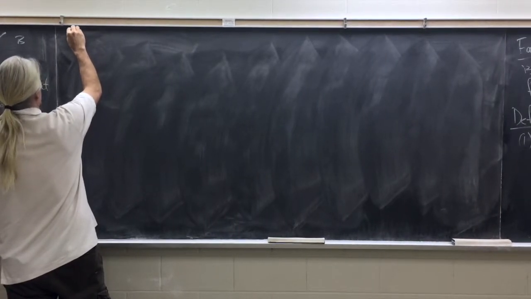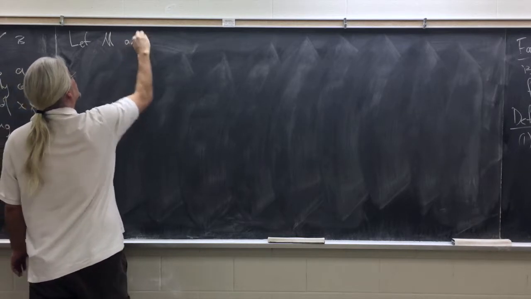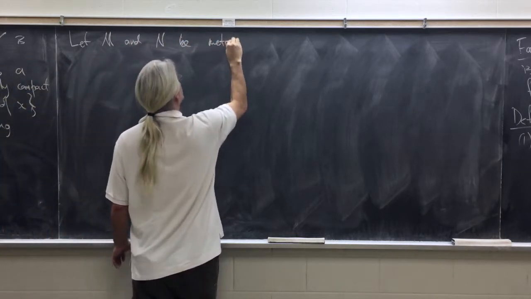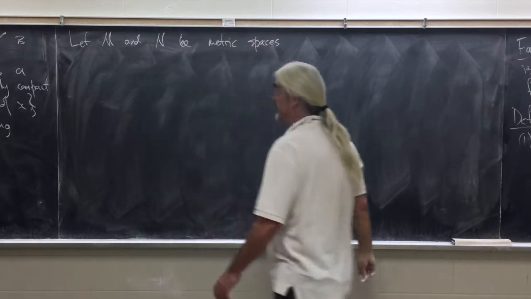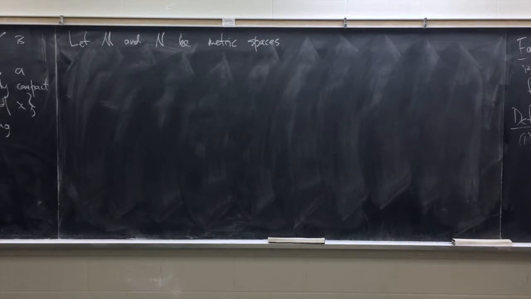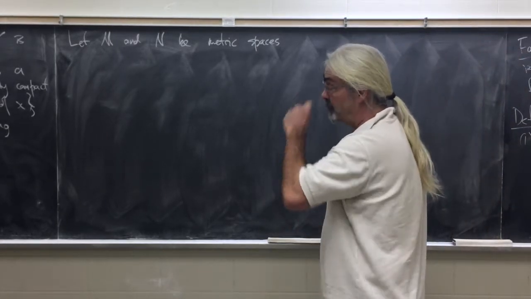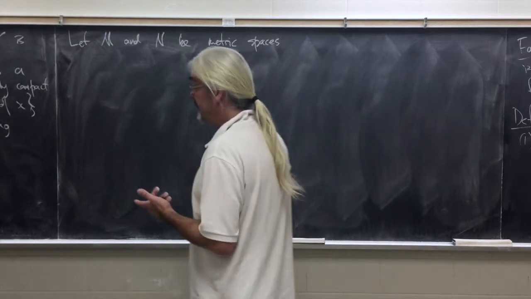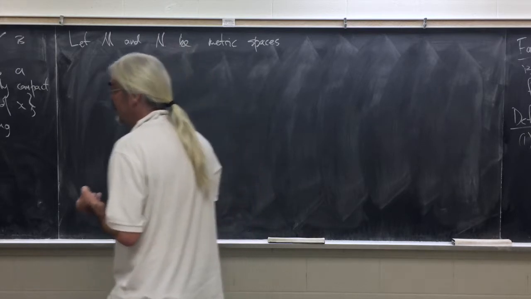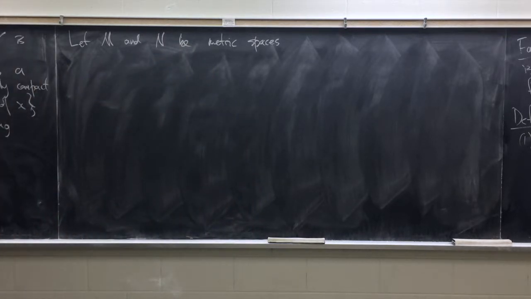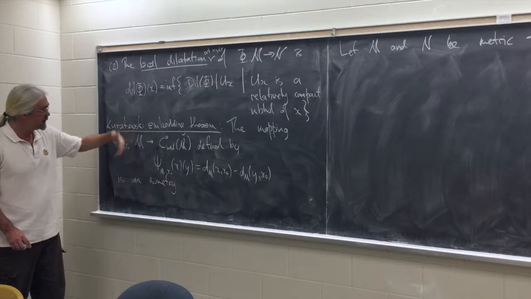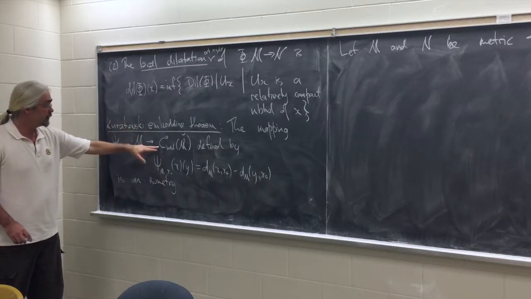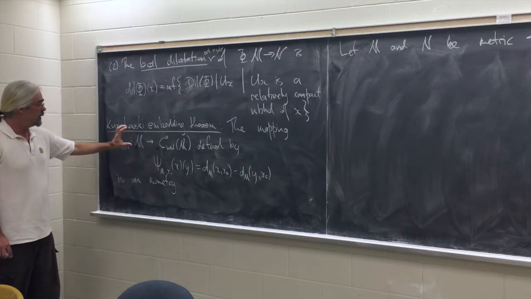Let M and N be metric spaces again. What I want to do first is think of mappings from M into N, and then embed N into this Banach space. If mappings from M into N are Lipschitz or locally Lipschitz, the mappings into the induced Banach space will also be Lipschitz or locally Lipschitz. So you can first start talking about mappings into a Banach space.